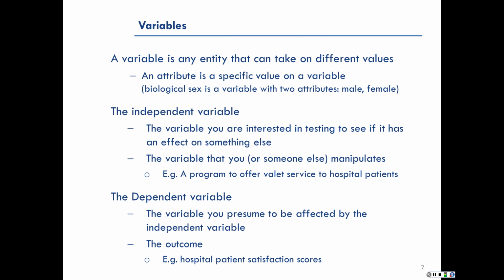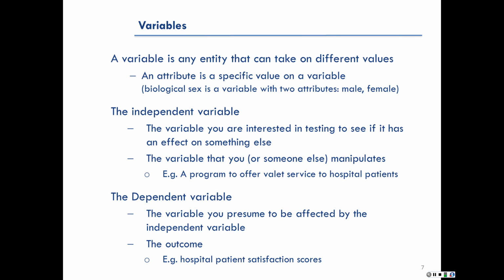When it comes to talking about variables, there are 2 types of variables in particular that we're interested in. One is the independent variable. This is the variable that you're interested in testing to see if it has an effect on something else, right? This is the thing that we think is the cause of some outcome. Often this is the variable that we manipulate. For example, offering a program intervention to offer valet services to hospital patients would be the program, and offering the program would be the independent variable.